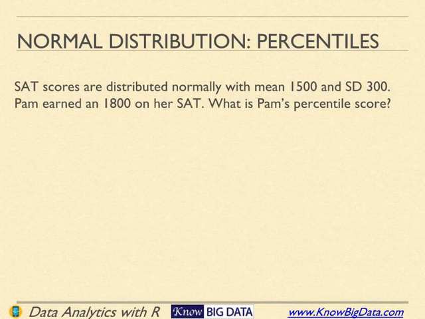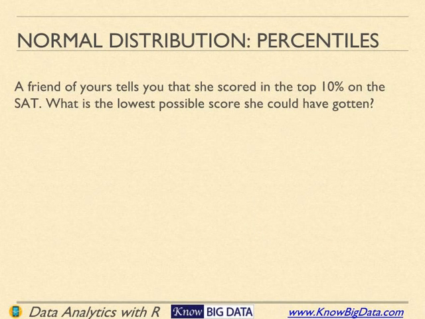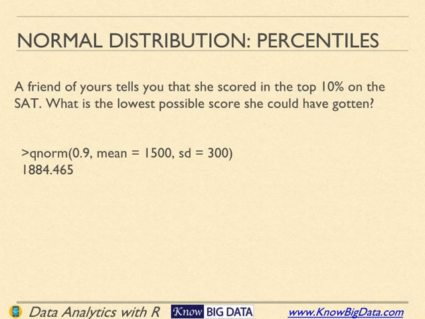Sounds good to you? You will see how to know whether to use pnorm or qnorm. So now next, we are told that in the same SAT exam, where the mean is 1500 and standard deviation is 300, my friend is amongst the top 10% of candidates, meaning he's better than 90% of the candidates. So what is the lowest possible score he could have gotten?